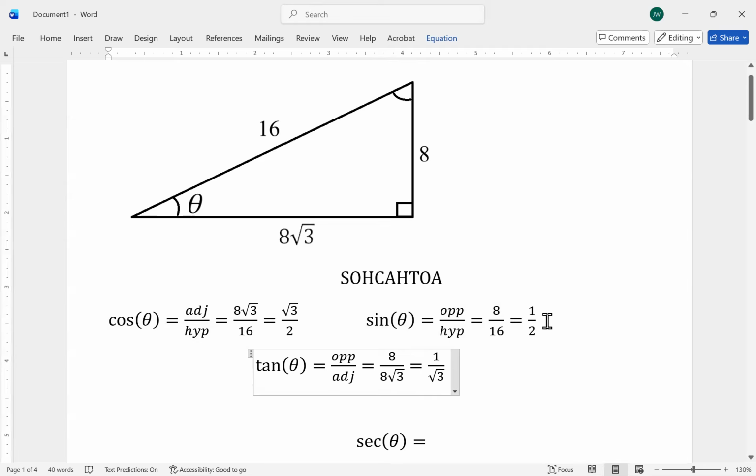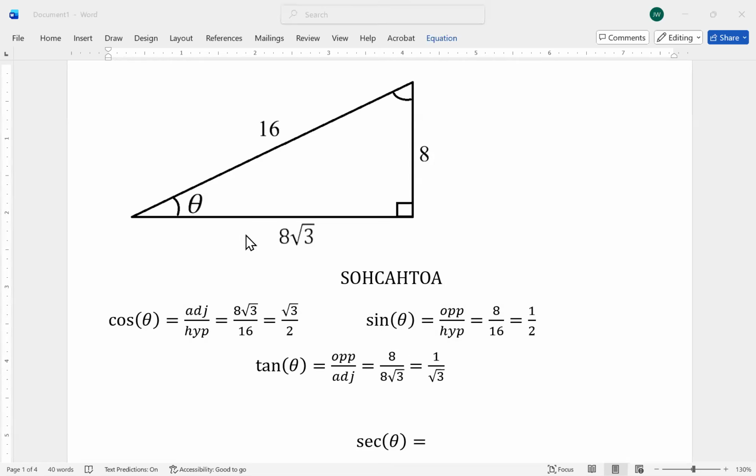By the way, if you've watched the video on the unit circle, then those should be familiar values. If you take the cosine of angle pi over 6, you actually get root 3 over 2. The sine of pi over 6 is 1/2. Pi over 6 radians is the same thing as 30 degrees. So this angle is 30 degrees or pi over 6 radians.